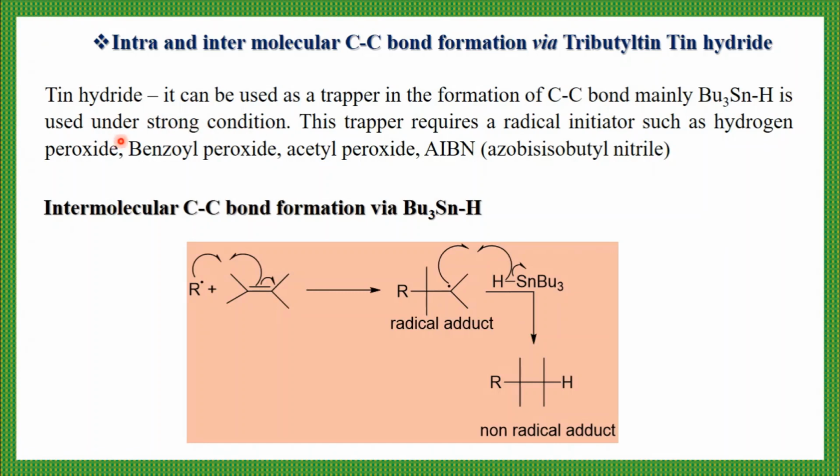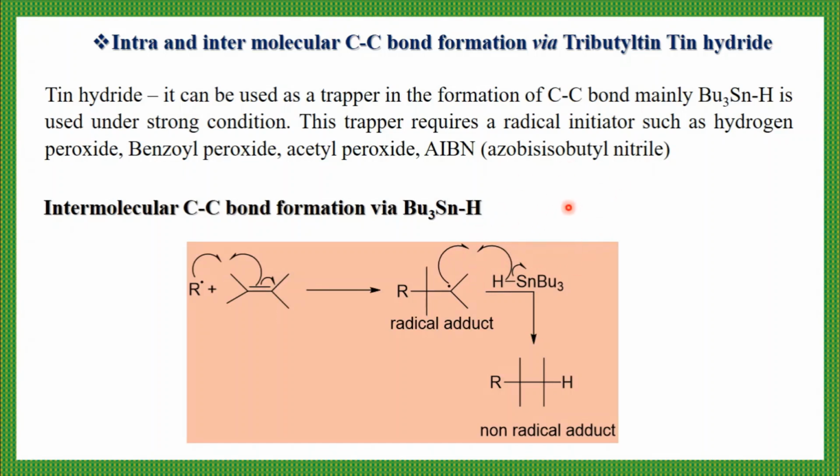It requires strong conditions, meaning heating or irradiating with light. This trapper requires initiators such as hydrogen peroxide, benzoyl peroxide, acetyl peroxide, and AIBN, azobisisobutyronitrile. Addition to an alkene is a very important method for the formation of carbon-carbon bonds, and this addition produces a radical adduct. Then it is converted into a non-radical adduct, and this can be achieved by tributyltin hydride, which is called the trapping method.